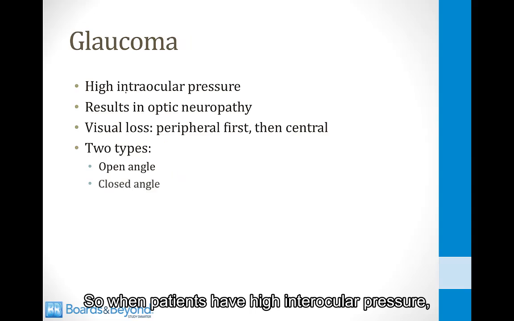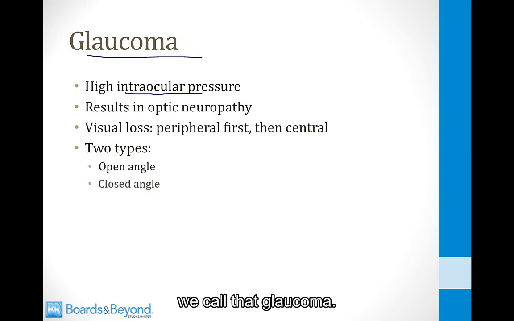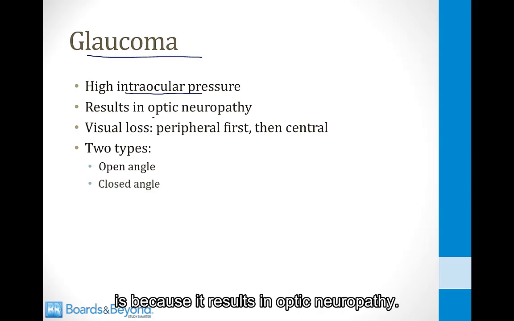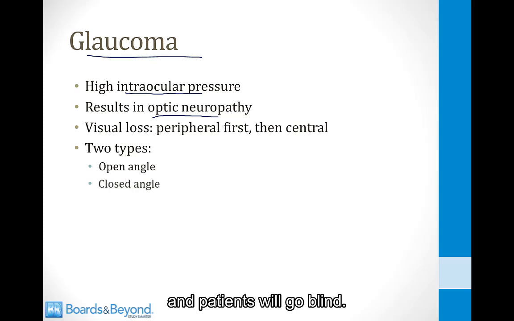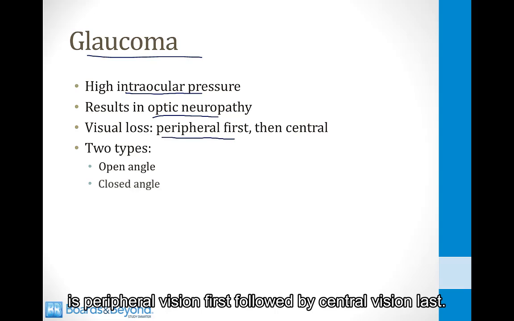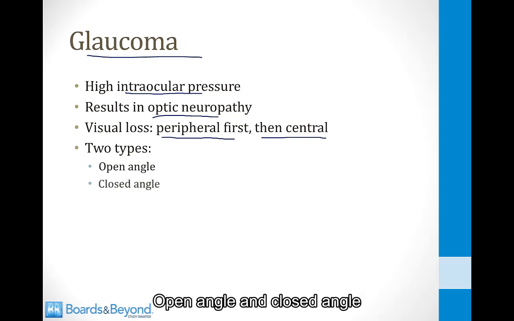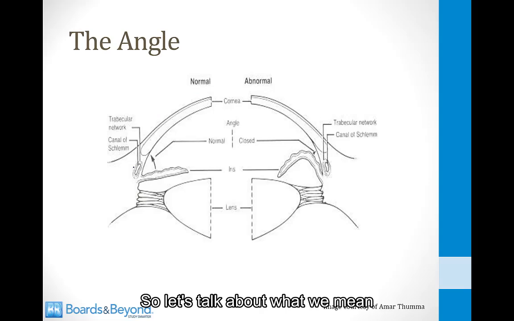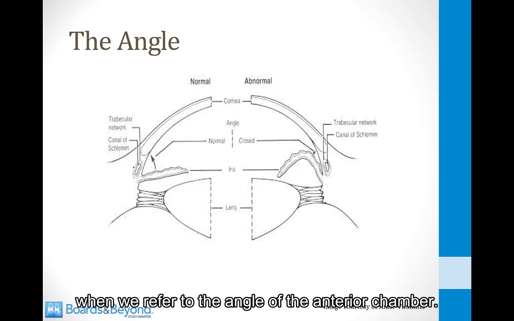So when patients have high intraocular pressure, we call that glaucoma, and the reason it's bad is because it results in optic neuropathy. Over time, it will destroy the optic nerve and patients will go blind. And it's high yield to know that the pattern of visual loss in glaucoma is peripheral vision first, followed by central vision last. And there are two types of glaucoma, open angle and closed angle, and you need to know the difference.